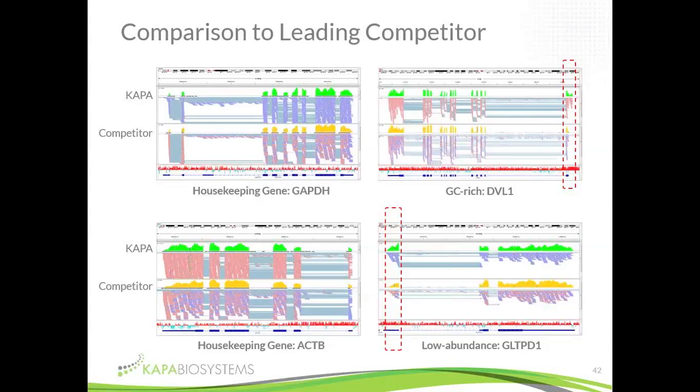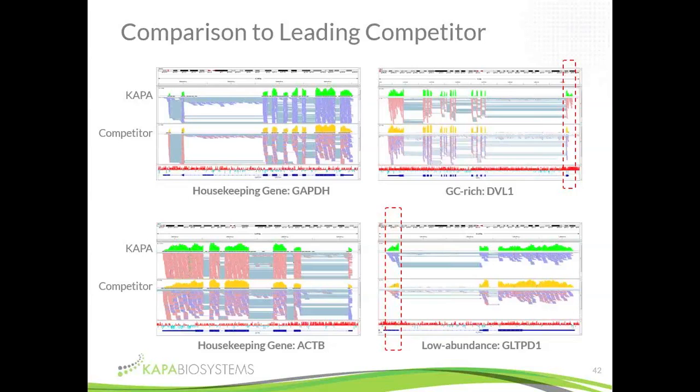We also compared the Kapa stranded mRNA-seq kit to the customer's existing non-stranded workflow. The top trace is for Kapa, which is shown in green, while the competitor is shown in orange. Shown on the left are two examples of housekeeping genes, GAPDH and ACTB. For these two highly expressed genes, Kapa and the competitor perform equivalently. However, when looking at GC-rich regions, such as DVL1, Kapa sees an advantage. Here on the right side of the figure is a specific region where Kapa outperforms the competitor.